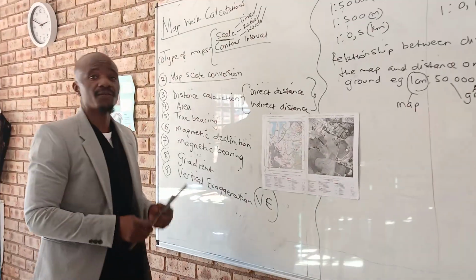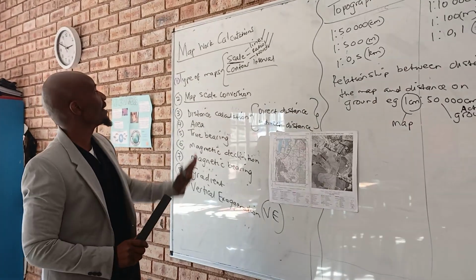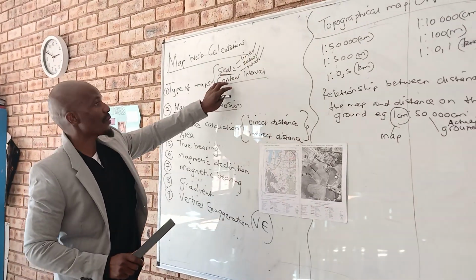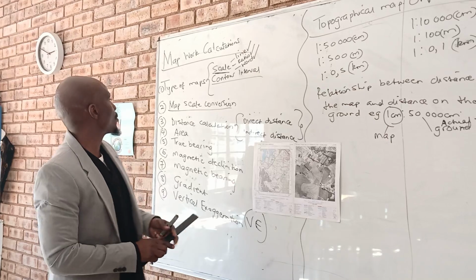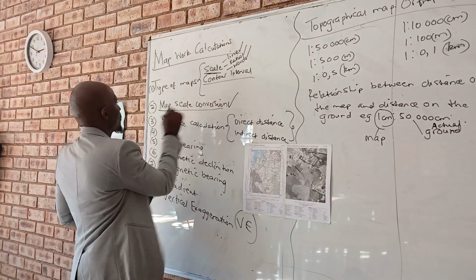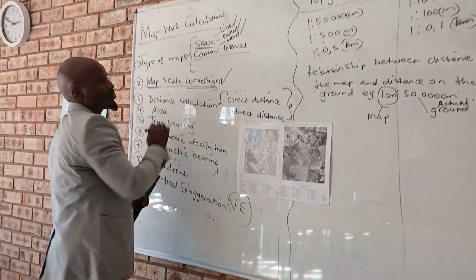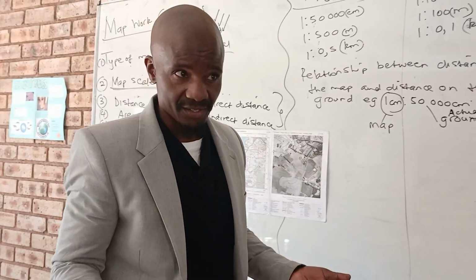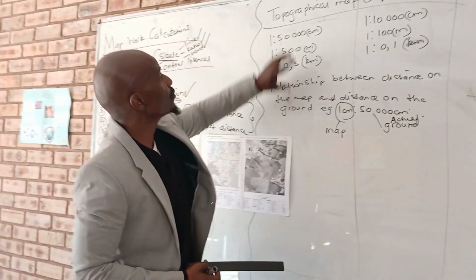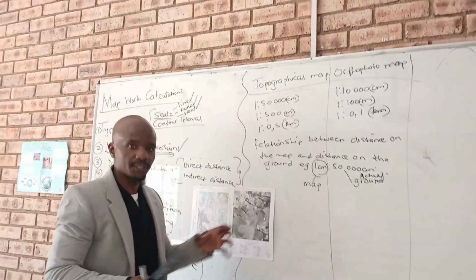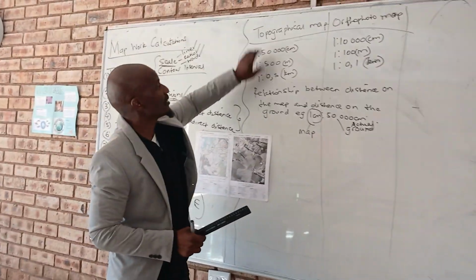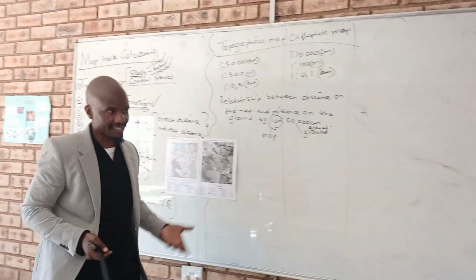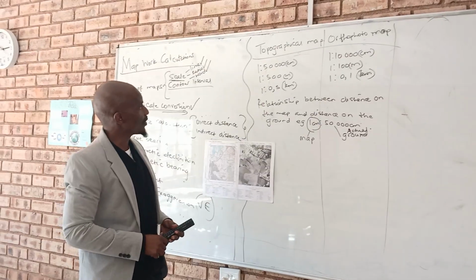Then the next thing, before you start with the calculations, now that you are aware of the scale and the contour interval, you move on to what we call the map conversions. With map conversions, you can be asked to calculate and give your answer in centimeters, kilometers, or in meters. What is it that you need to know? The moment you get your question paper, make sure that you convert it into meters and kilometers. This makes it easier for you when you are doing your calculations.